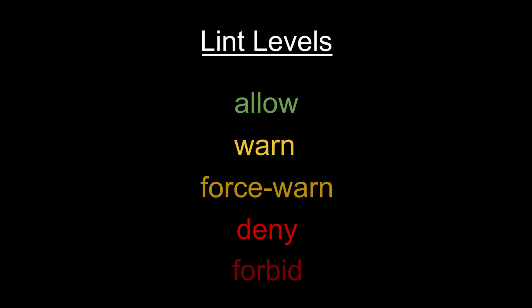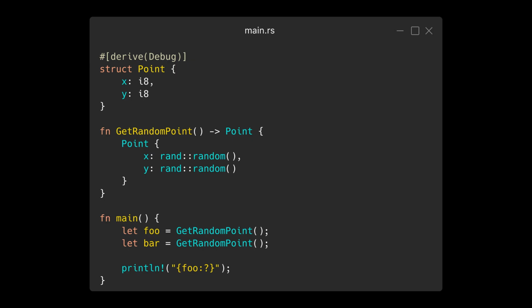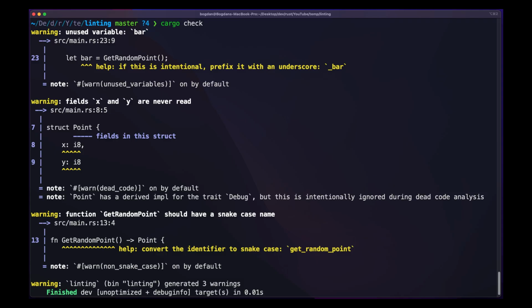Let's see how these lints can affect your code. Here's an example of a simple Rust program. We have one struct named Point and a function named getRandomPoint. In main, we create two random points and print out one of them. To run the rustc linter, we can either compile the program or run cargo check. After running cargo check, we see three warnings.